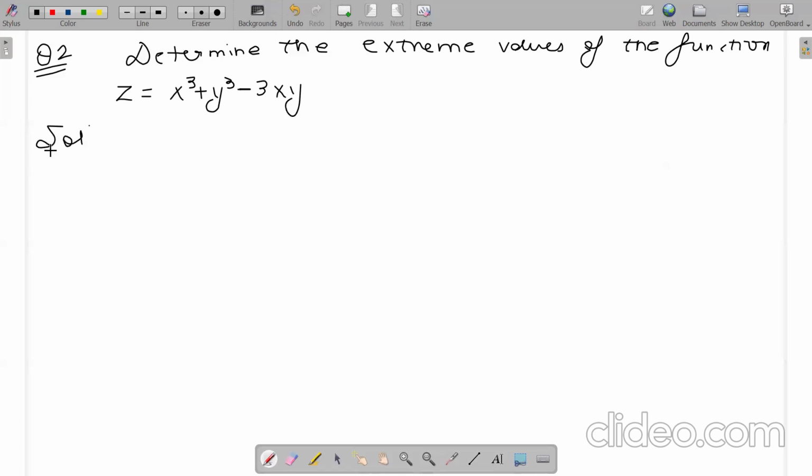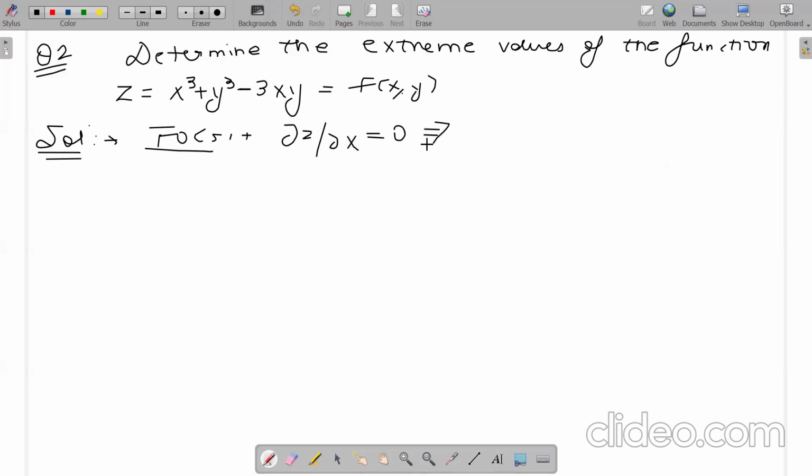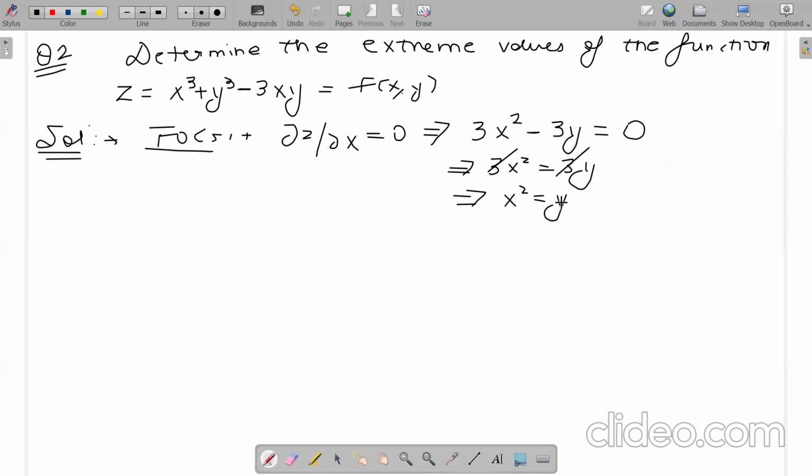Now, first of all, we look at the first order derivative. So my first order conditions: I can also write this as a function of x and y. del z by del x equal to 0. Let me quickly work that out. Del z by del x is 3x square minus 3y equal to 0. So this gives me 3x square equal to 3y. 3 and 3 cancel out. I get x square equal to y.